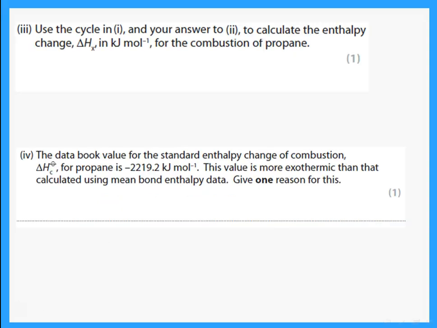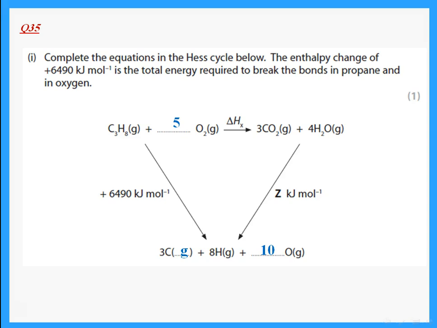Then he says use the cycle in 1 and your answer in 2 to calculate the enthalpy change delta Hx for the combustion of propane. So what was delta Hx? Let us see. That was the reaction for propane plus oxygen to give carbon dioxide plus water. So this is the Hess's law that we're trying to get. Now, if I want delta Hx, following the arrow, delta Hx plus Z is equal to the 6490. So delta Hx would be the 6490 minus the Z.